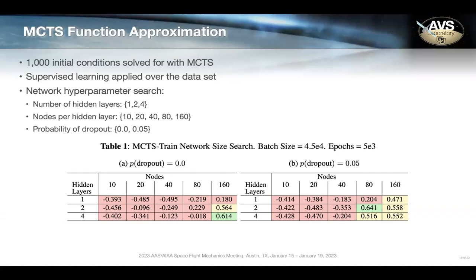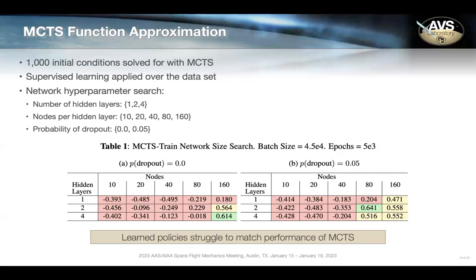Most of the time, we're actually struggling to match the reward found by MCTS in the data generation step. And this honestly is kind of surprising, because in past work, we've been able to match that policy no problem, and we haven't required massive networks to do so. So we're actively figuring out why that's the case here, and I'll talk in a few slides about why we think that might be. So yeah, learned policies struggle to match the performance of MCTS.